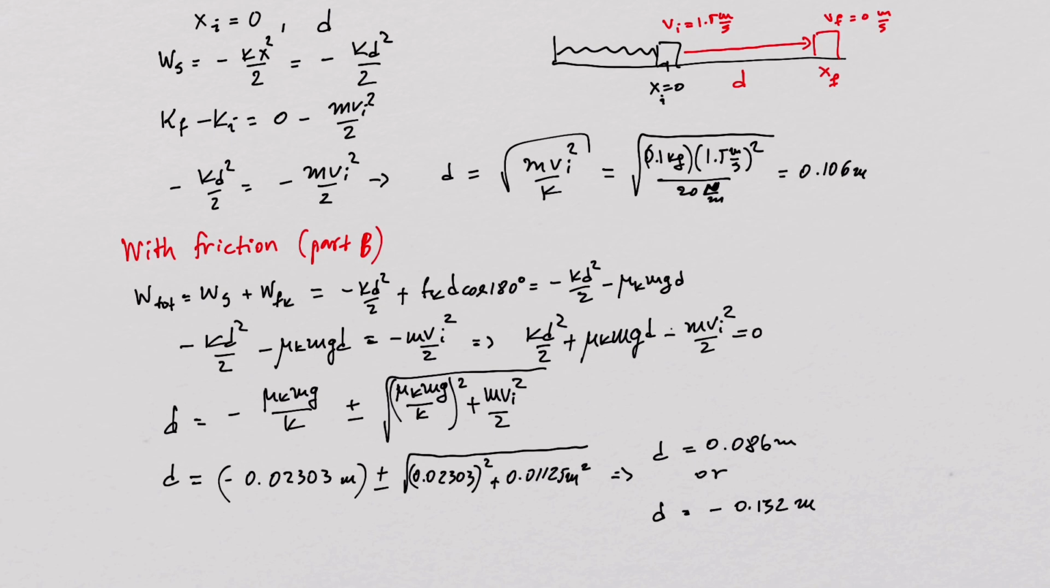And so the answer to the question, when the force of friction is also turned on, the glider will displace a distance of 0.086 meters. And so with this, I am going to conclude the lecture on work and kinetic energy.